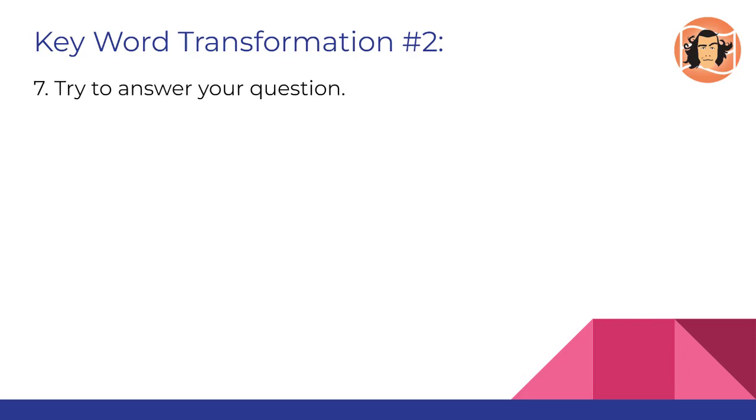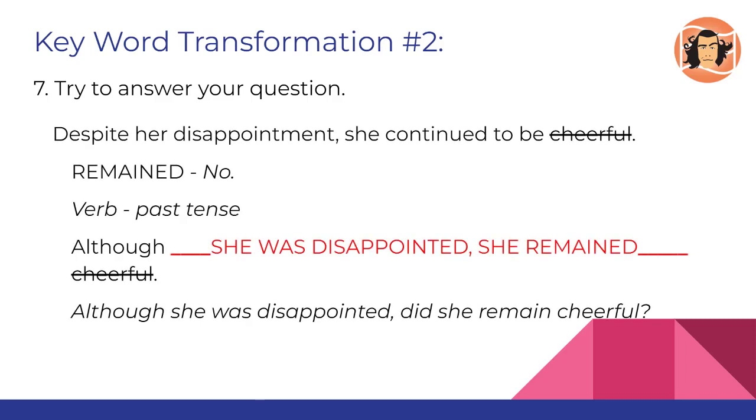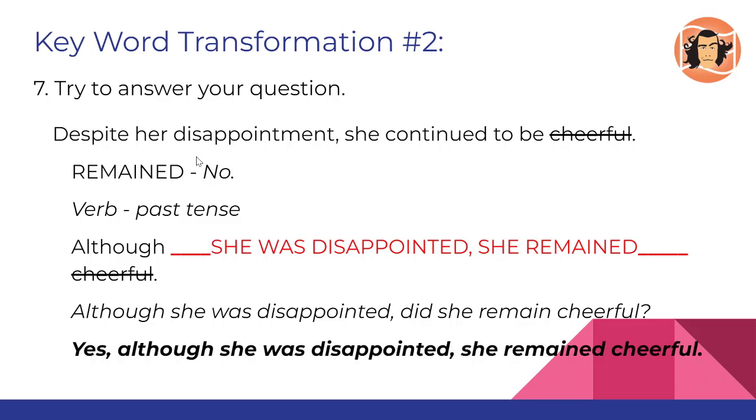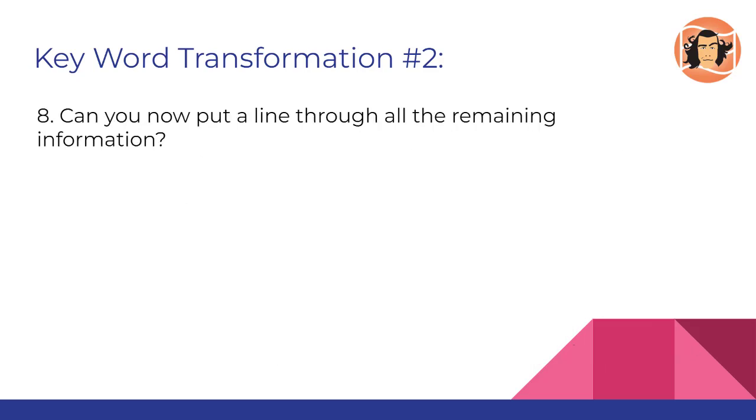Step 7. Try to answer our question. Although she was disappointed, did she remain cheerful? Despite her disappointment, she continued to be cheerful. So, yes, although she was disappointed, she remained cheerful. She continued to be cheerful. Although she was disappointed, she remained cheerful. Yes. Step 8. Can you now put a line through all the remaining information?